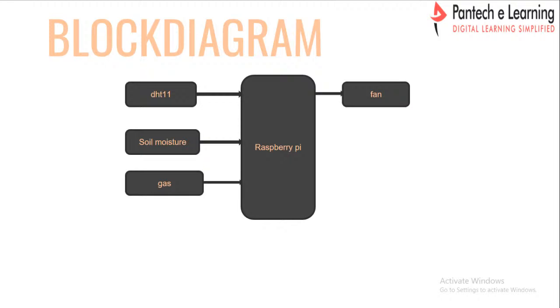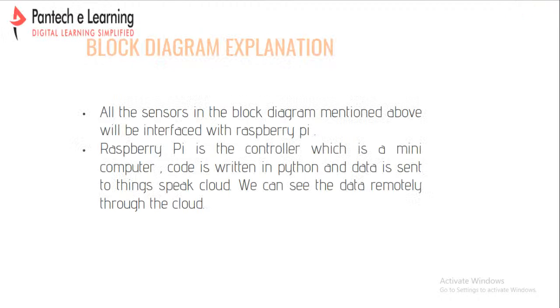So here I take one motor. You can use an exhaust fan in real time. If you are going to build this project, you have to use one exhaust fan and one pump motor. To replace those, today I am going to use a single motor for demonstration purposes. I don't have an exhaust fan, sorry for that, I can't show it. And then all the sensors in the block diagram mentioned above should be interfaced with the Raspberry Pi. The Raspberry Pi is a controller, a miniature computer.